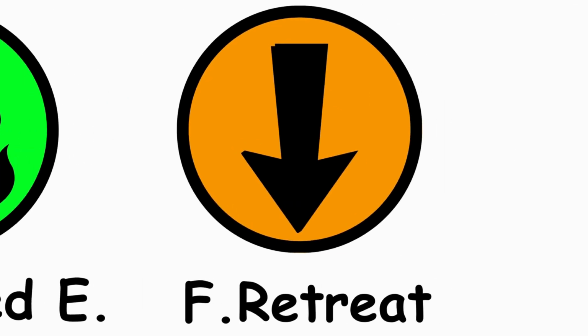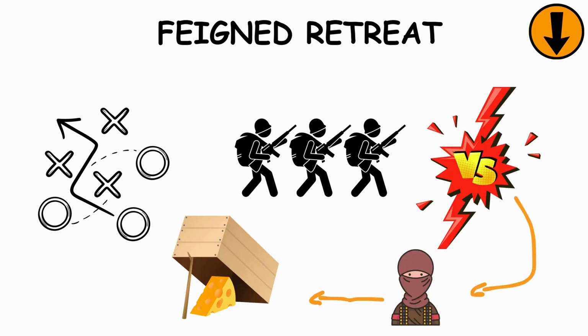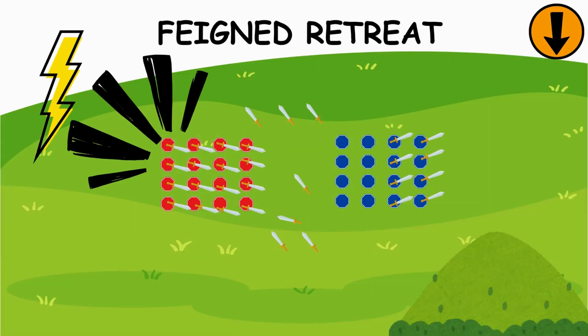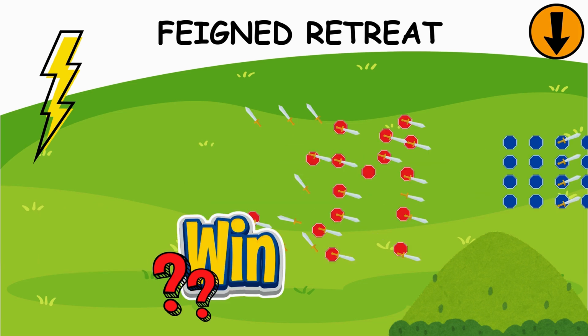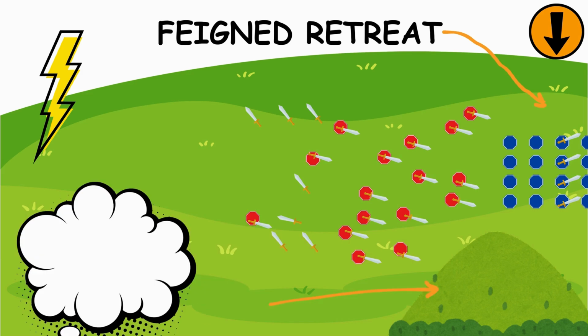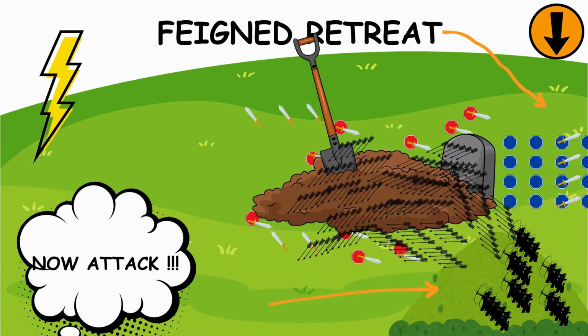Feigned Retreat. Feigned Retreat is a battle strategy in which the army fighting in the open aims to lure the enemy into a trap by retreating. The army fighting in the open suddenly retreats, and the enemy army, thinking it has won the battle, attacks in a disorganized manner. The army using the feigned retreat tactic signals to the archers previously placed at the top of the hill when the time is right. Suddenly, the enemy is showered with arrows and easily defeated.